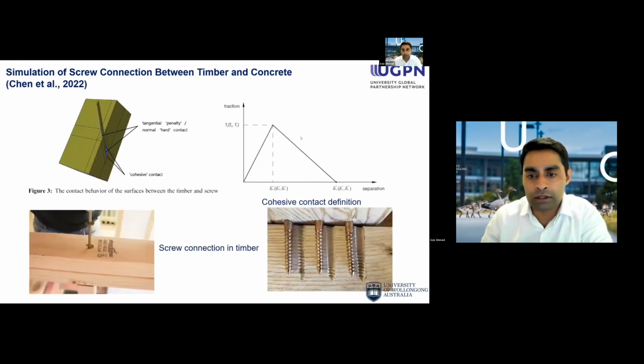And this is the cohesive contact definition that I was referring to. To model a screw connection without the thread itself, the contact behavior needs to be modeled like this. Initially, up to this displacement, the traction increases with displacement. The more you pull, the more load you need. But after a certain range, when the thread has made some significant deformation, the timber is no longer able to hold it. So gradually with deformation, the traction reduces. This is something we can simply model without really having to model the thread on other connections.